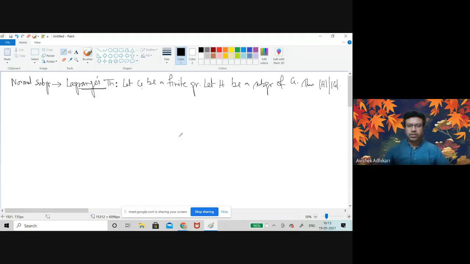So that's the basic statement of Lagrange's theorem, and you'll find plenty of applications of Lagrange's theorem throughout our algebra course. Today we are going to talk about another very important concept of abstract algebra known as homomorphism. So we'll be talking about homomorphism.